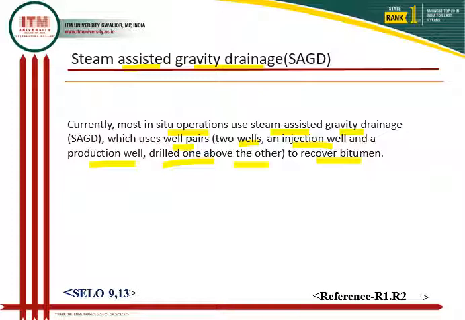In the two well pairs, through one well the steam is injected down 800 meters from the earth's surface into the oil sand or bitumen, making the oil flow. From the other well, when it condenses, it is pumped out through the production well. Such well pairs are used in the SAGD method.